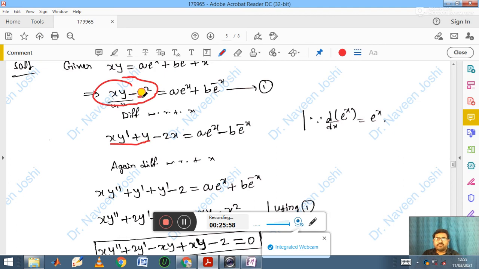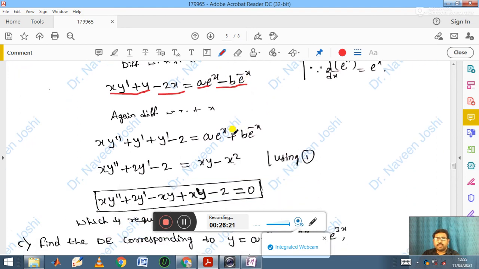Then differentiation of minus x square gives minus 2x equals, so a into e power x, differentiation is e power x itself, plus b into e power minus x, differentiation minus 1 into e power minus x, that means minus b into e power minus x. Then you go for one more time differentiation.